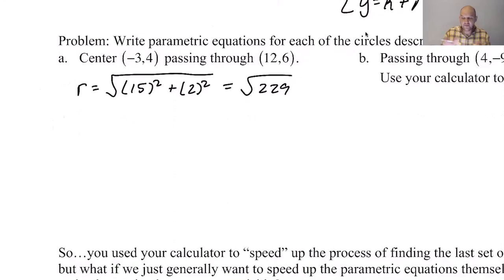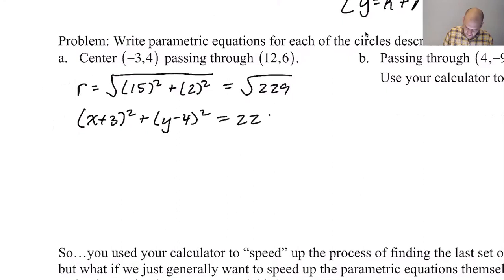So let me just do this in non-parametric, right? Non-parametric, it's going to look like (x plus 3) squared plus (y minus 4) squared equals 229. So we have this. Now I'm going to write the parametrics. And I think that when you look at it, you can better appreciate the parametrics if you've already seen the rectangular. I don't know, we'll find out. -3 and 4 plus radical 229.